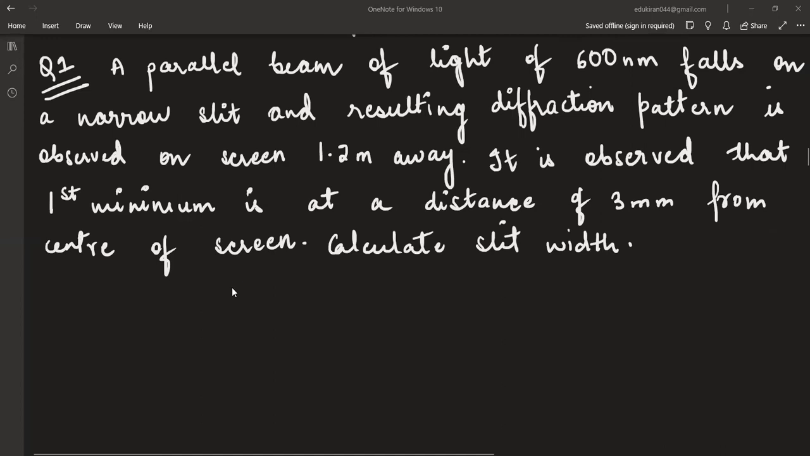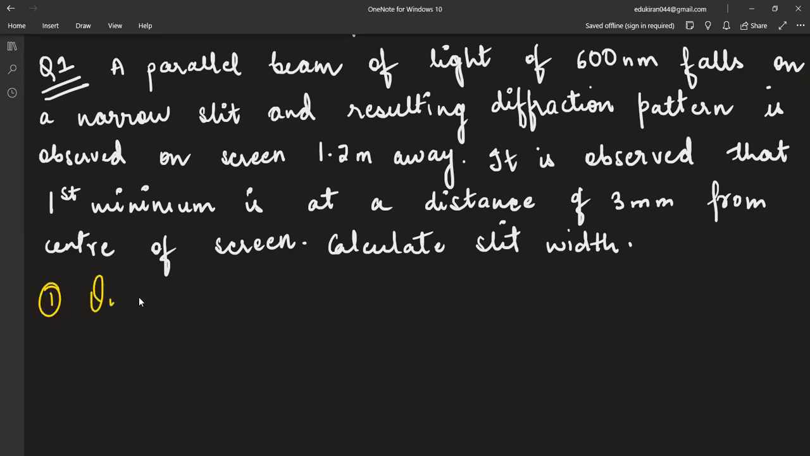A parallel beam of light of 600 nanometer falls on a narrow slit and the resulting diffraction pattern is observed on a screen 1.2 meters away. It is observed that the first minimum is at a distance of 3 millimeters from the center of the screen. You have to calculate the slit width.